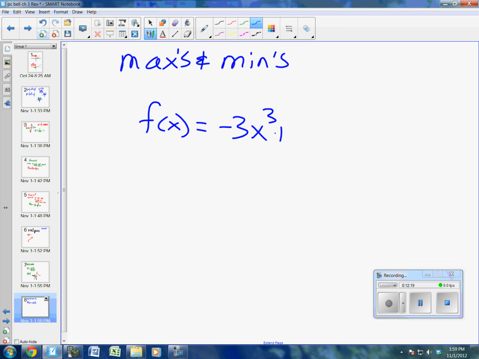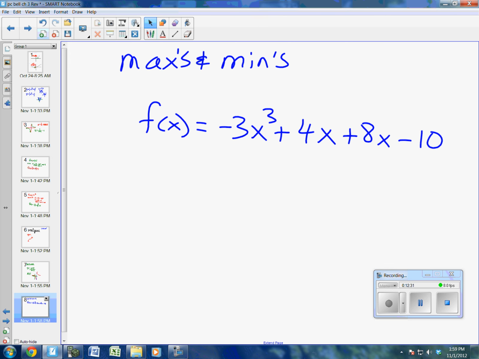Negative 3x cubed plus 4x squared plus 8x minus 10. I want you to find all the local maximums and the minimums. Yeah, I meant 4x squared right here. Guys, I meant 4x squared right there. State all the maximums and minimums.